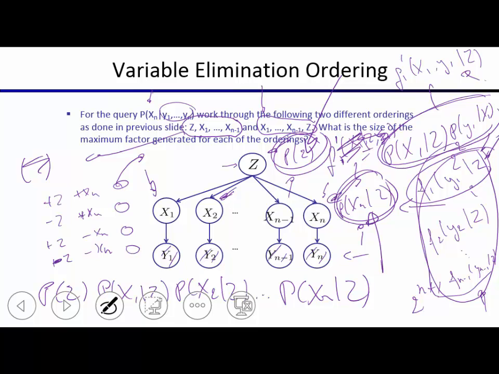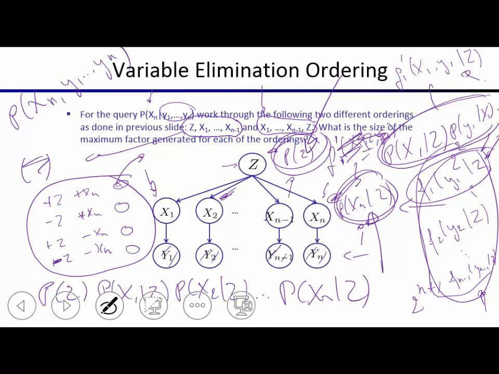You would have a table that expresses the joint between, in this case, well, after you have this table, you'd have something with z and xn. You'd sum out over z, which would result in a table that only involves xn as a variable. And that table will be the distribution for xn, comma, y1 through yn.